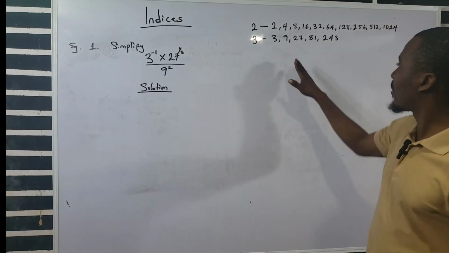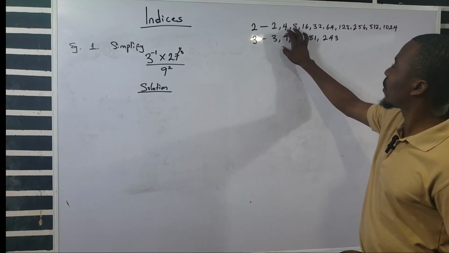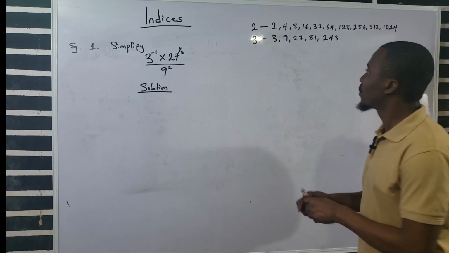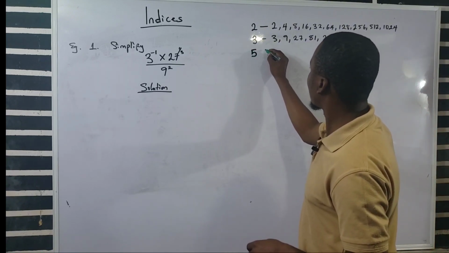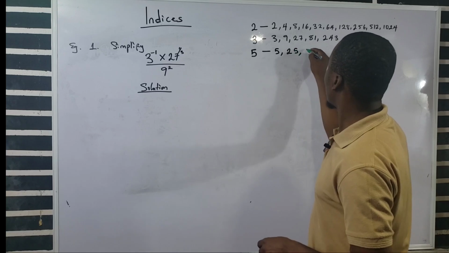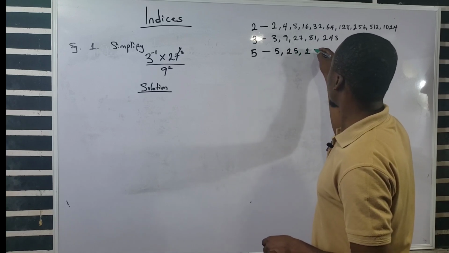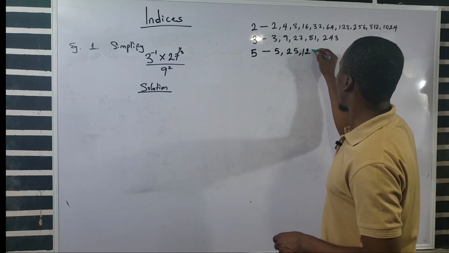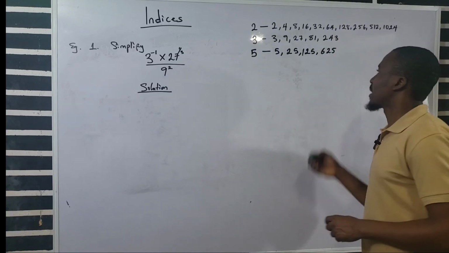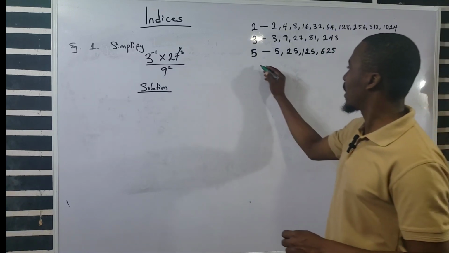Now we can have 4 because 4 already has 2 as its lowest base. So the next one is 5. 5 will give you 5, of course, 25, 125, and of course 625. So that's the maximum they can go for that.